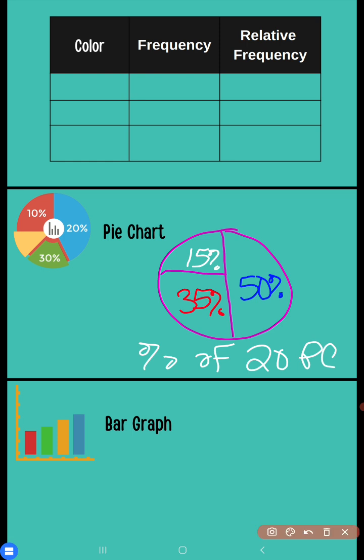Okay? We could also draw a bar graph, and that's something you're familiar with. With a bar graph, generally our bars don't touch, and we want to label the bottom of each bar with what it represents.